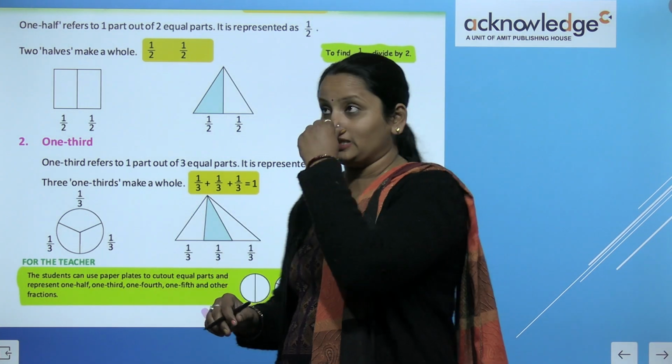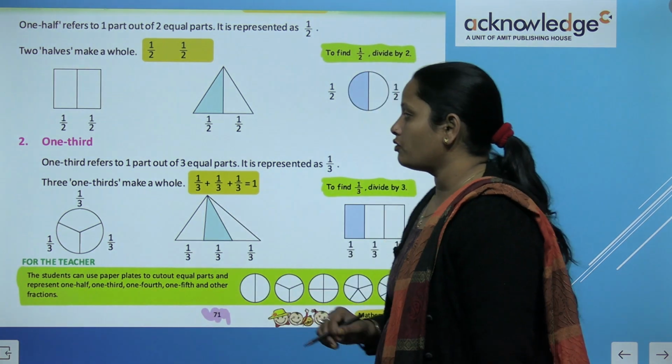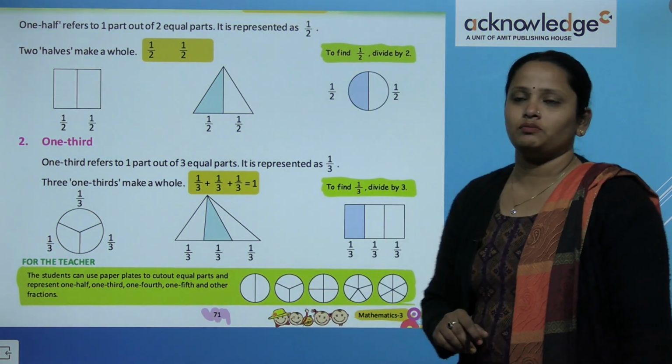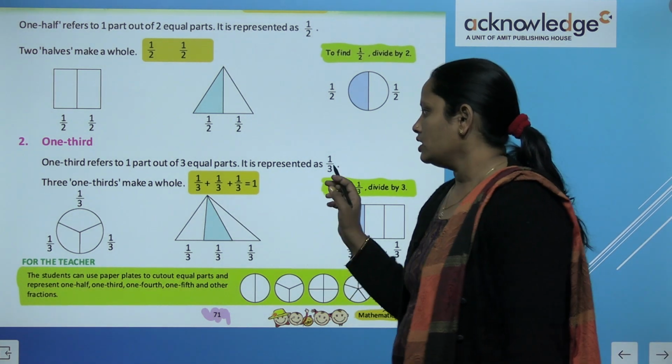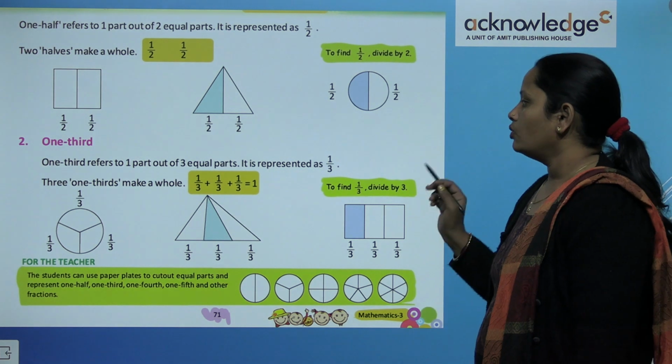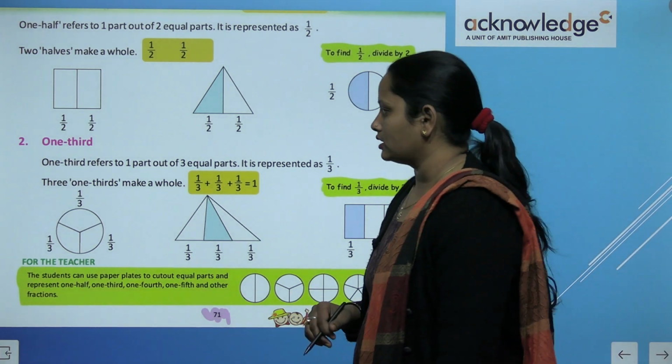Next comes 1/3. 1/3 refers to one part out of 3 equal parts. तो 3 में से 1 part को consider करना है. It is represented as 1/3. 1/3 लिखते हैं हम इसे.